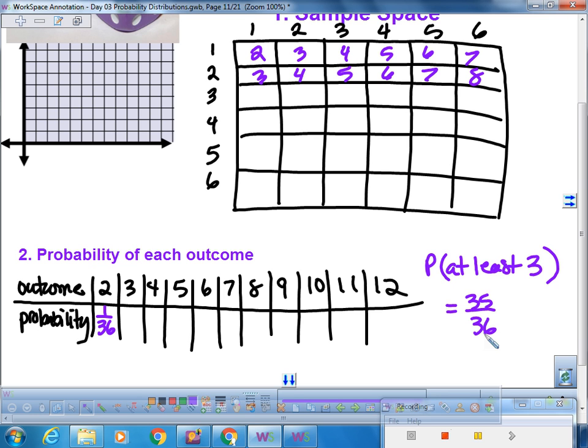Because the probability of getting a 2 is 1 out of 36. There's 1 out of 36 chances. So the probability of getting something more than a 2 is going to be 1 minus the probability of a 2.